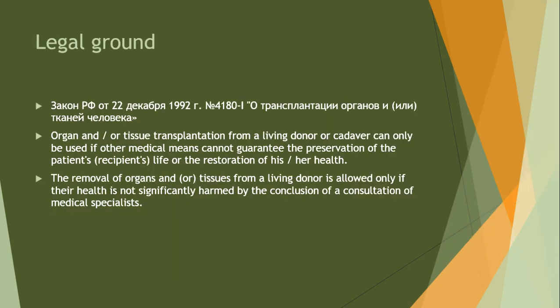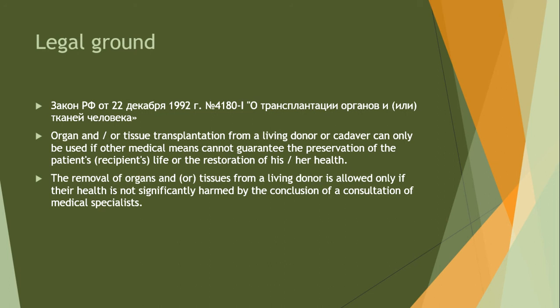Legal ground. In the Russian Federation, we have a law about transplantation of organs. I placed it here in Russian if you want to find it and read it. And I take a few words from this law. Organ or tissue transplantation from a living donor or cadaver can only be used if other medical means cannot guarantee the preservation of the patient recipient's life or the restoration of his or her health.